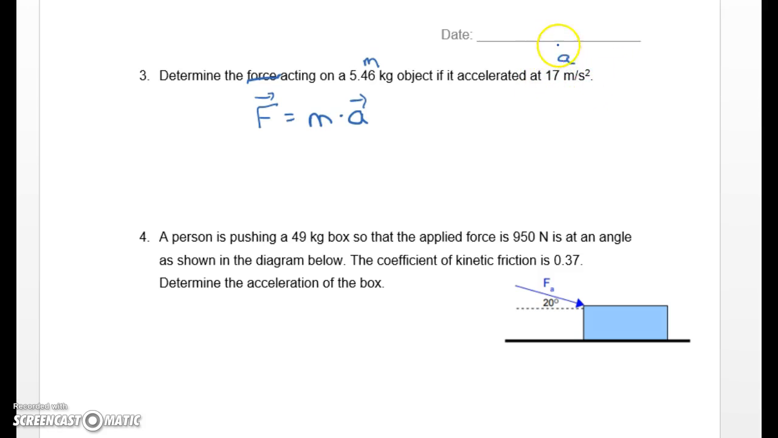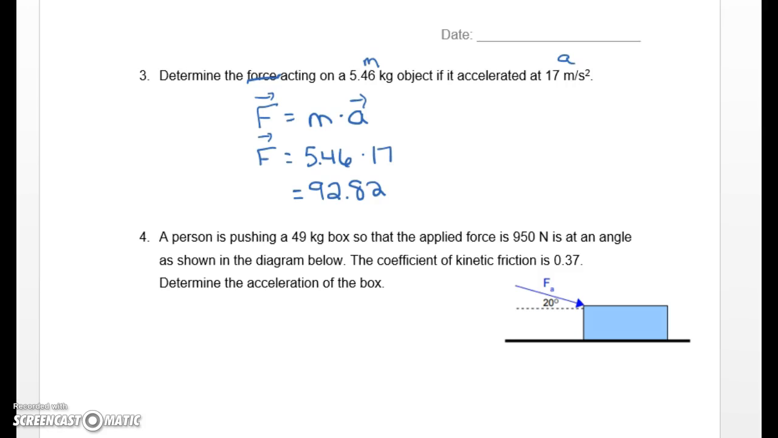Notice how in this case, we're not working with a vector value for acceleration. So in our answer for force, we can just leave it as a scalar quantity as well. So let's plug this into our equation. We have our force is equal to our mass, which is 5.46 kilograms, times our acceleration, which is 17. When you plug that into your calculator, you should find that your answer is 92.82.